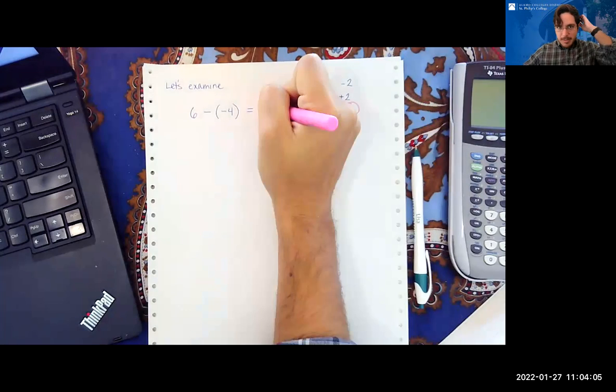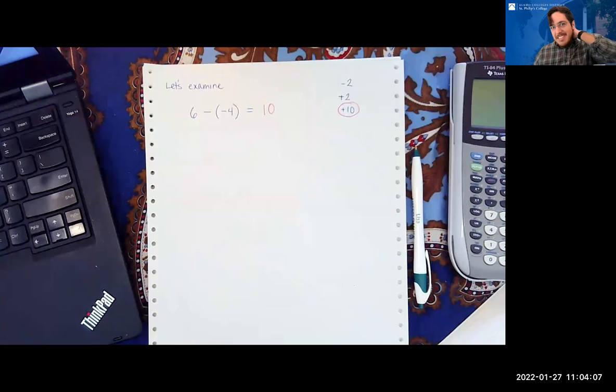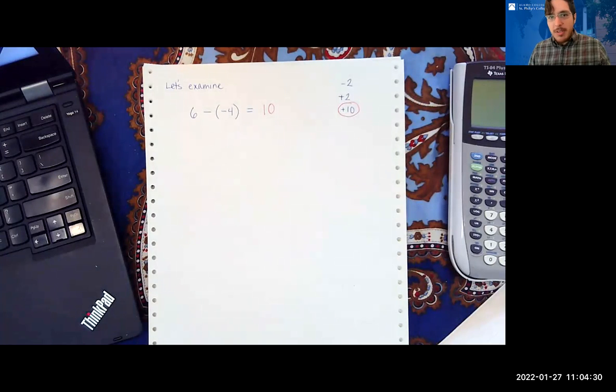Is that confusing to some people? Six minus -4 is positive 10. That is a true statement, and we have to understand why it's true so that we can figure out what is going on here. Okay, so what I'm going to do is draw a number line.